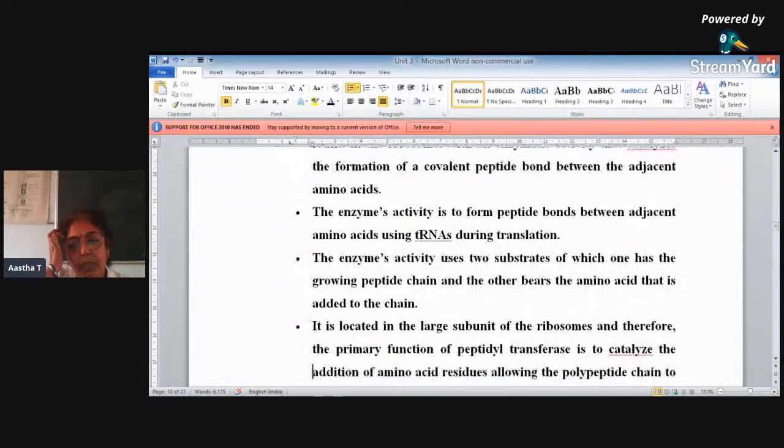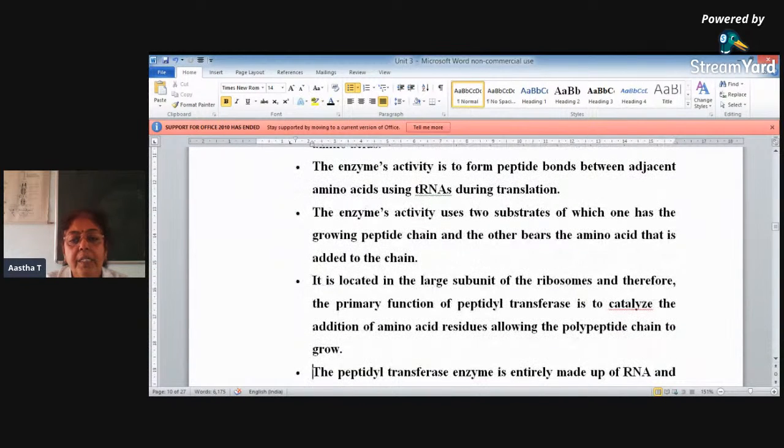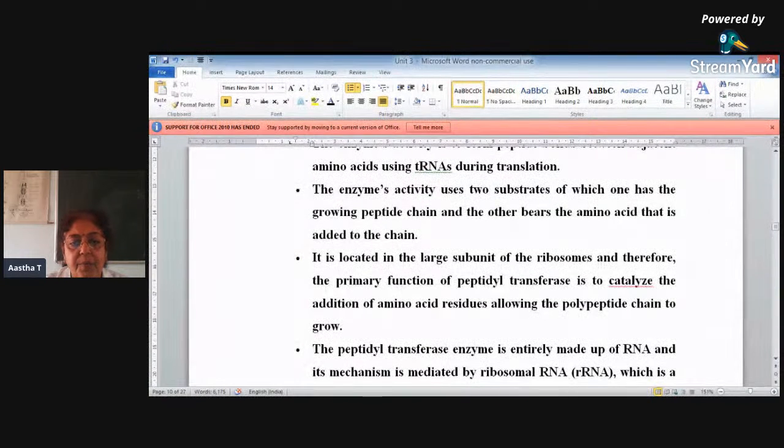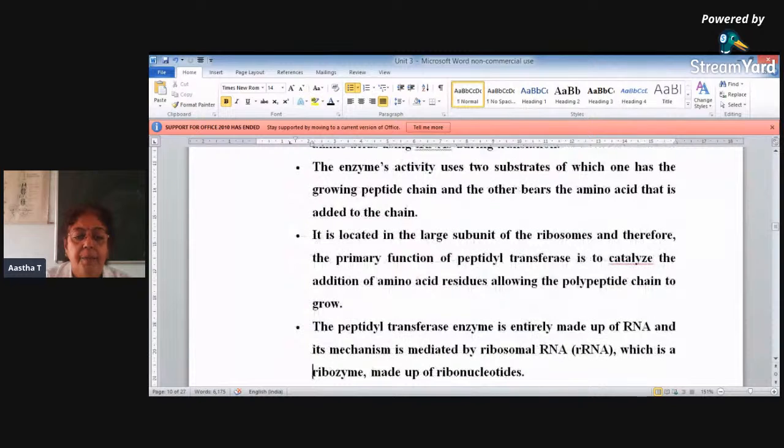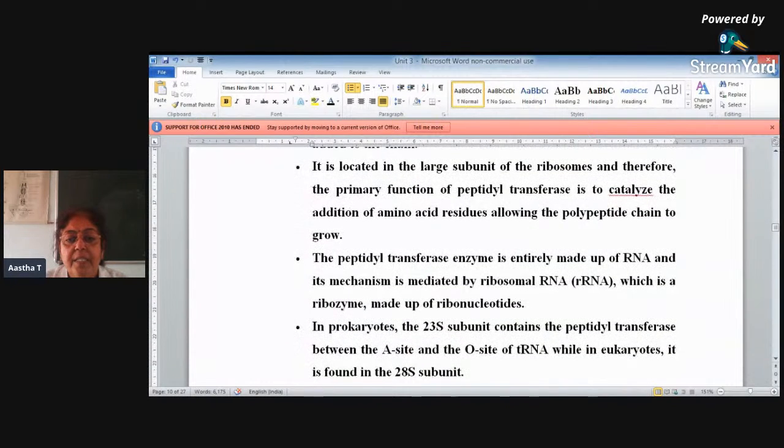The enzyme has two substrates. One is the growing peptide chain and another one is the amino acid that is already attached to the chain. It is located on the larger subunit of the ribosome. So the main function of peptidyl transferase is to catalyze the addition of amino acids one by one into the polypeptide chain, where it is present in the larger subunit of the ribosome. Peptidyl transferase is made up of RNA and its mechanism is mediated by ribosomal RNA.